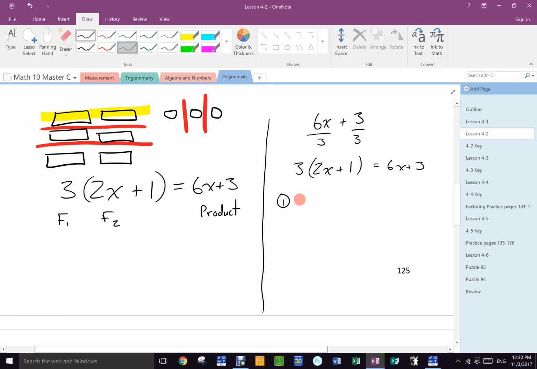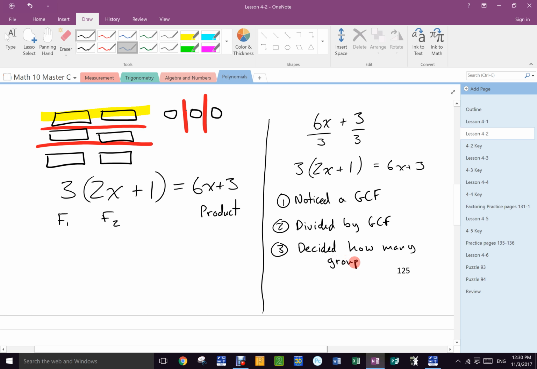So what did he do? The first thing he did was he noticed a GCF from way back when we first did these things in the roots unit, yes? Greatest common factor between 6 and 3 is 3, right? Then he divided by that. Then he decided how many groups he needed. But there's a shortcut to that.